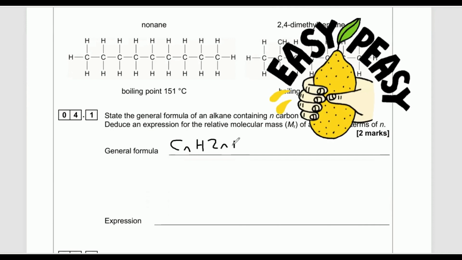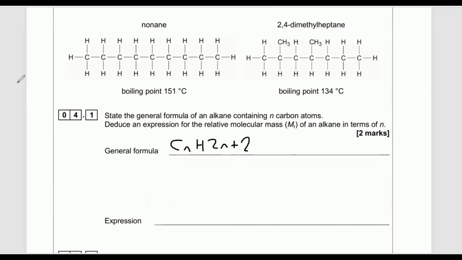So CnH2n+2, he says, nearly forgetting. And that's going to get us the first mark for the general formula for alkanes. Now it's saying we need to make an expression for the relative molecular mass of an alkane in terms of n. So we're looking at really the Mr.